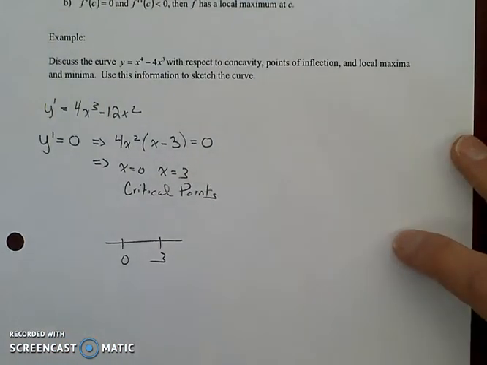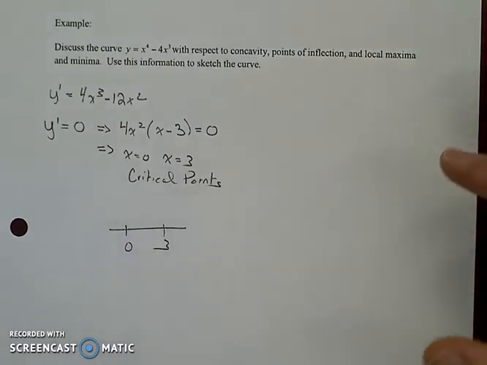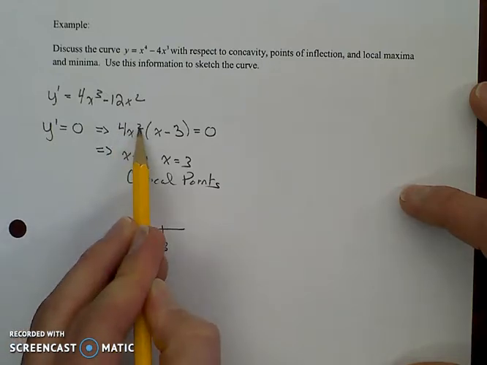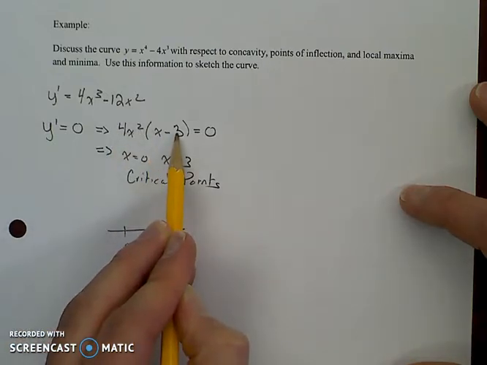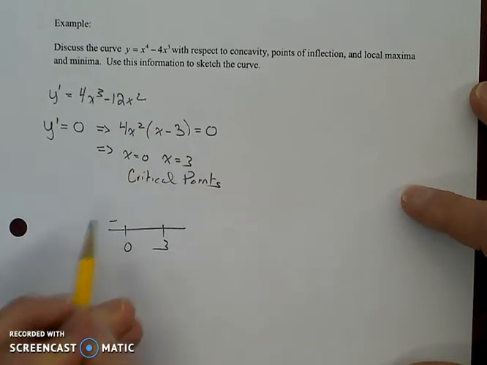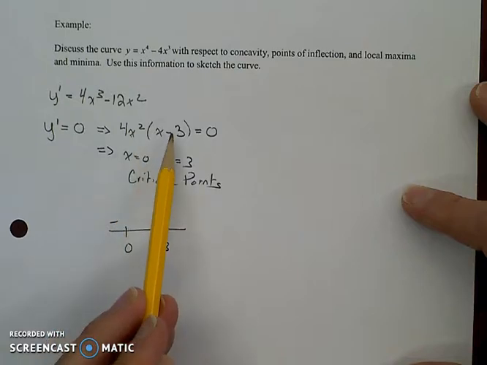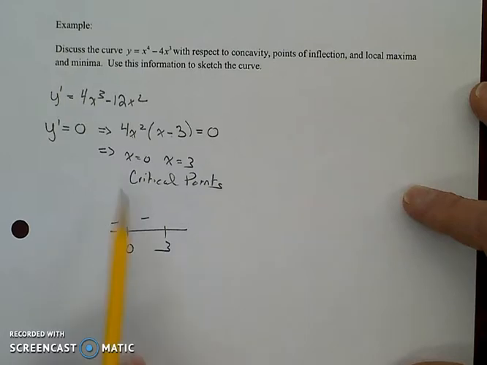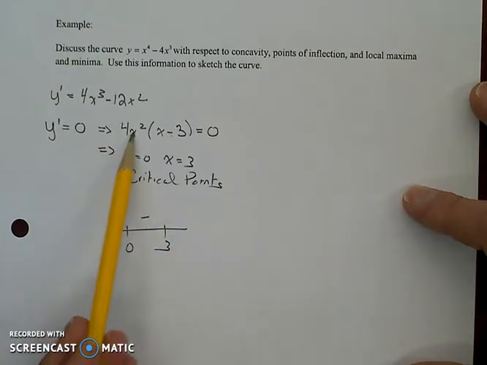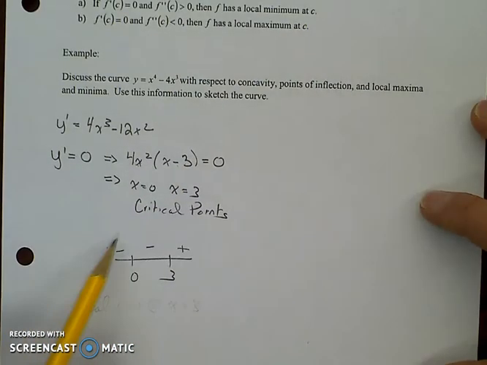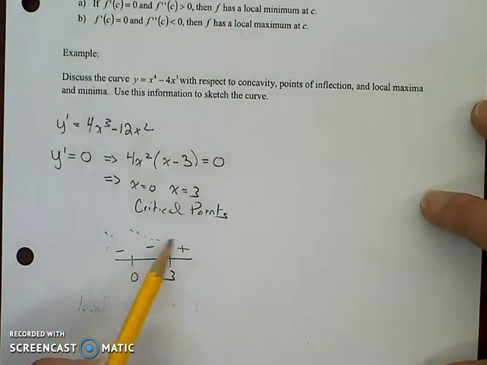I'm not going to show you plugging back in. If you want to do that, you're more than welcome to. If I go to -1, -1 squared is positive, -1 minus 3 is a negative. A positive times a negative gives you a negative. 1 is a number in between 0 and 3. 1 squared is positive, 1 minus 3 is negative. That's also going to give you negative. And then 4, that's a number greater than 3. 4 squared is 16, 4 minus 3 is 1. Positive number there. So we're going to put in our signs: negative, negative, positive.